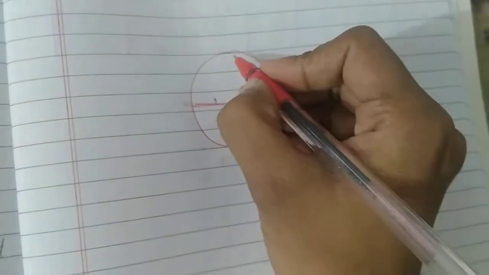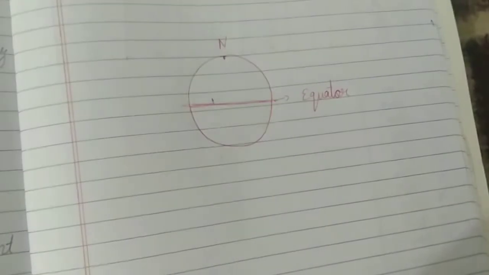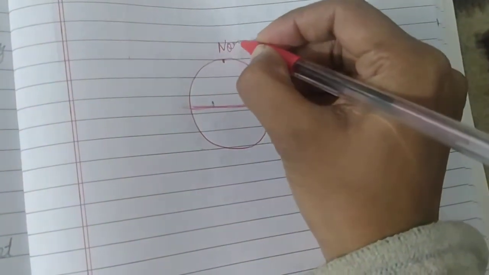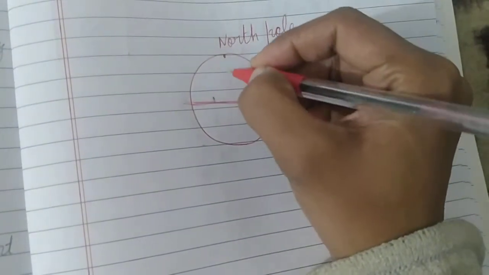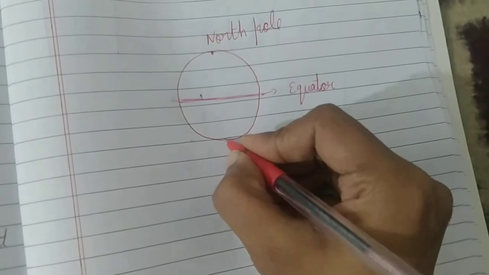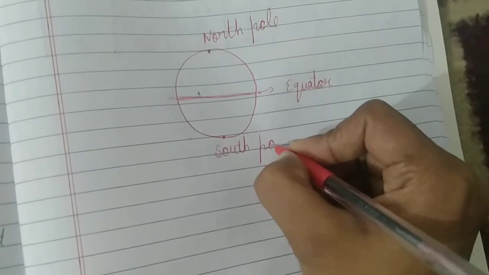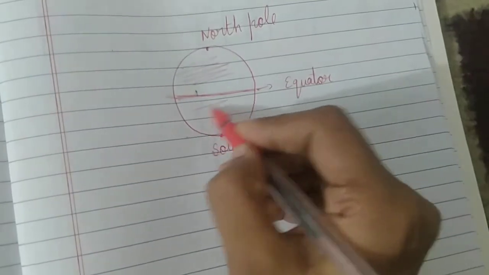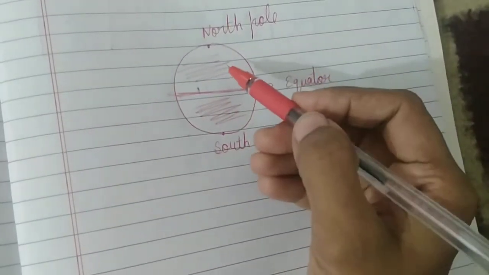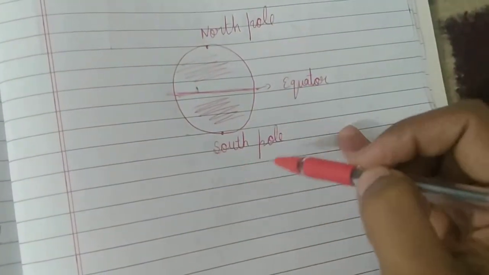Understood? Now here it is called the North Pole. And just opposite of this, here comes the South Pole. Understood? And this is the equator which divides the earth into two equal parts, the northern hemisphere and the southern hemisphere. It is the north pole and it is the south pole. Understood?